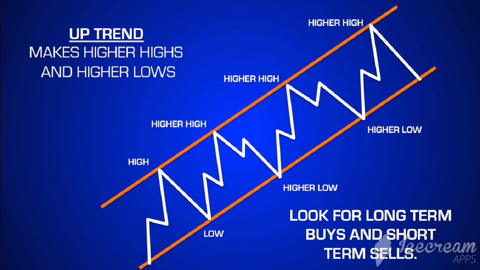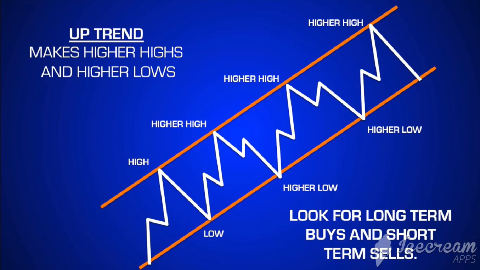An uptrend has higher highs and higher lows. So if you look in this picture, you can see that one high was higher than the last high, which was higher than the last high, and you get it. And then one low is higher than the last low, which is higher than the last low.